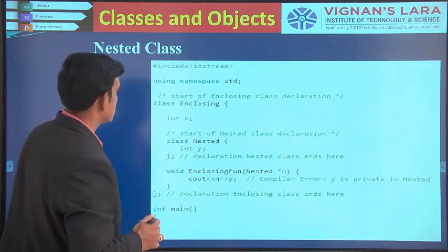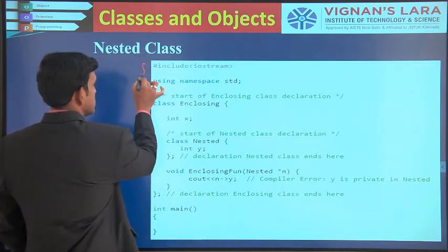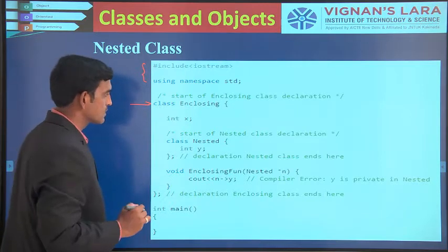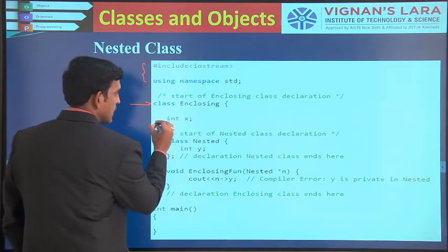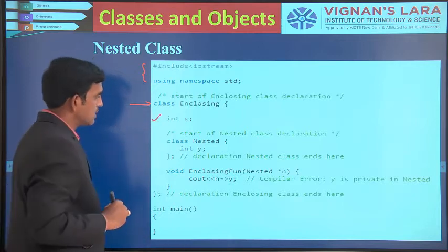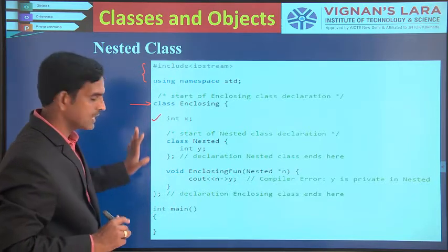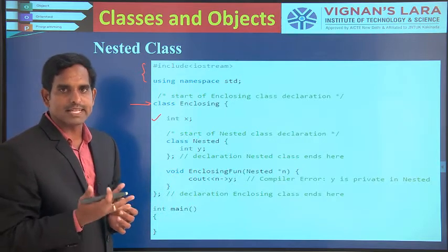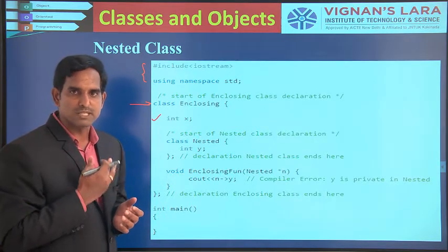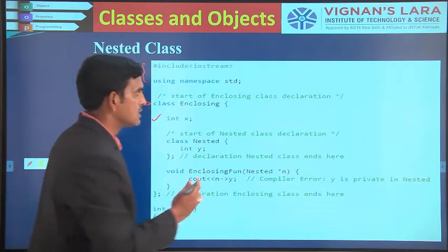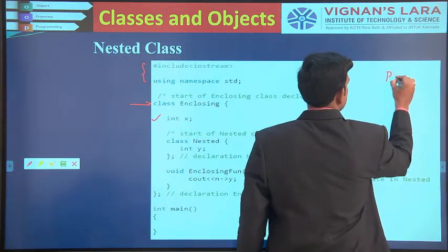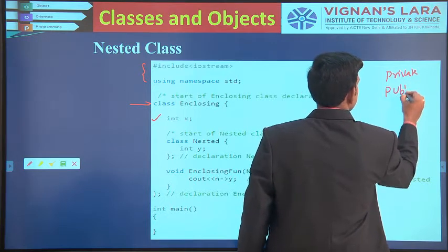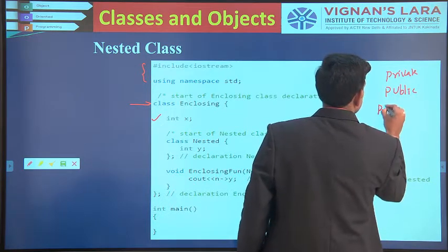This one is a similar one. First the basic steps. Then I have written a class enclosing. Inside the class enclosing, I have written int x. As you could see, I have not written any public or private. When you are not specifying the access specifier, you should be writing either private, or public, or protected.